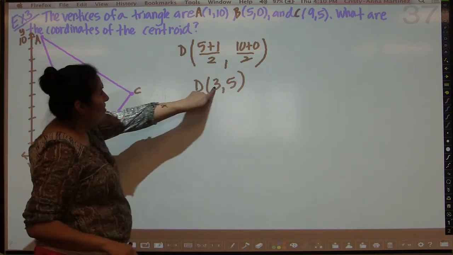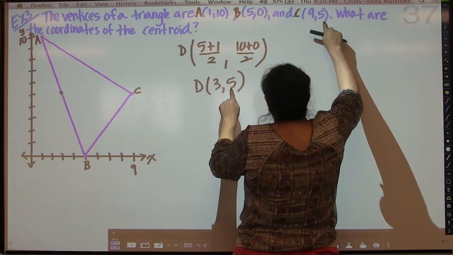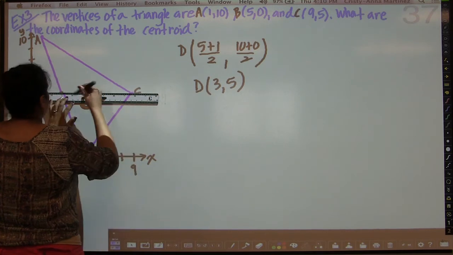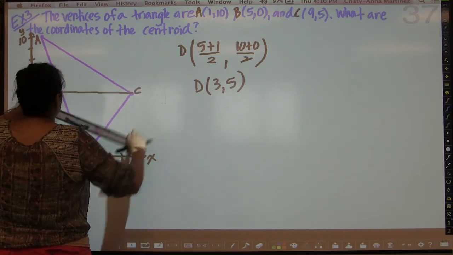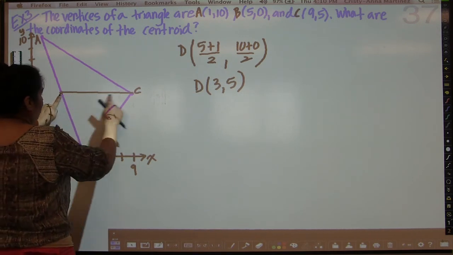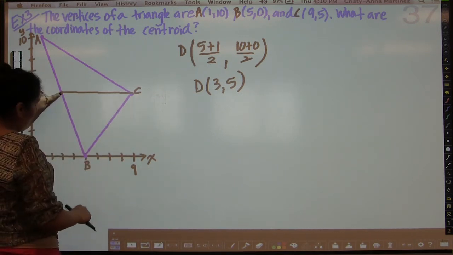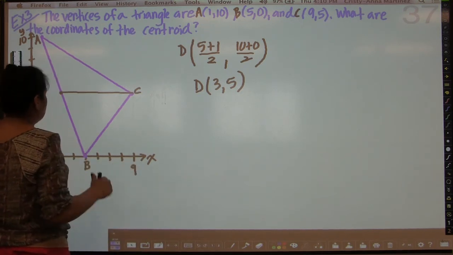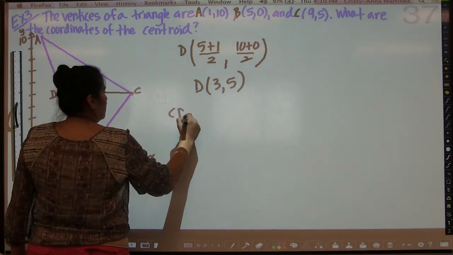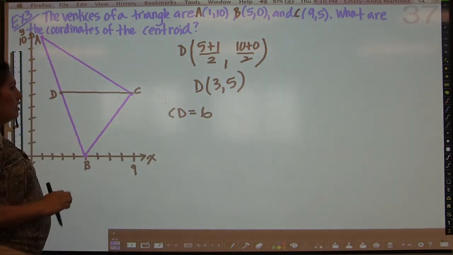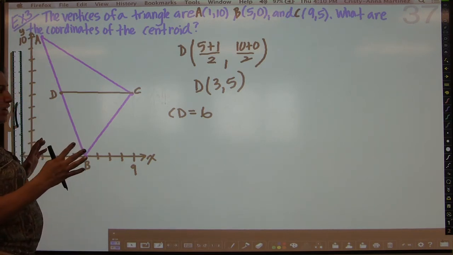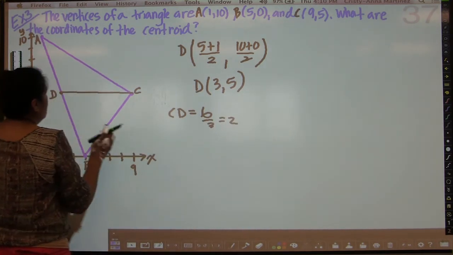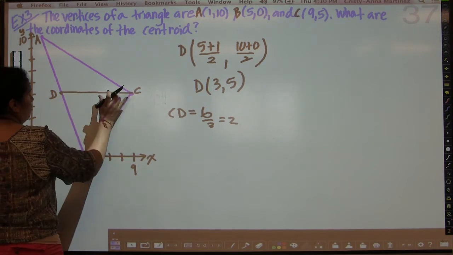Since this is (3, 5) and point C is (9, 5), they have the same y-coordinate, which tells me that this segment is horizontal. So I'm going to count how far apart they are. This x-coordinate is 3 and this x-coordinate is 9, so 9 minus 3 is 6. That tells me CD equals 6. We know that the centroid is going to be a 1/3, 2/3 ratio. If we take 6 and divide it by 3, each piece is 2. So the 1/3 is 2 and the 2/3 is 4.